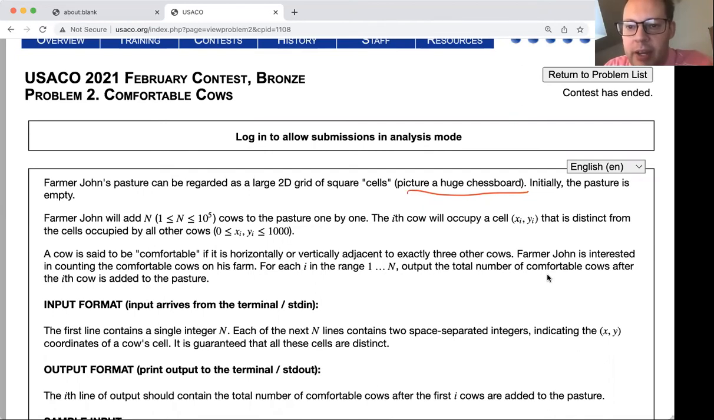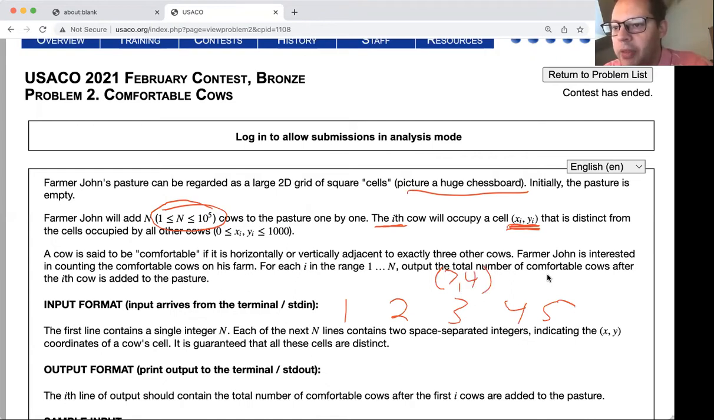Farmer John will add N cows, where N is somewhere between 1 and 10^5, to the pasture one by one. The ith cow will occupy cell xi, yi. Okay, so what that's saying is we've got some number of cows, N cows. So for example, if N was 5, that means we have 5 cows: 1, 2, 3, 4, 5. Each of these cows is going to occupy a cell location. For example, cow 3 could be at 7, 4, and that would represent the x and y location of cow 3.